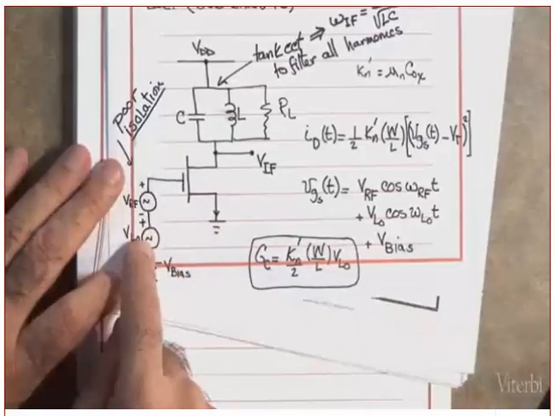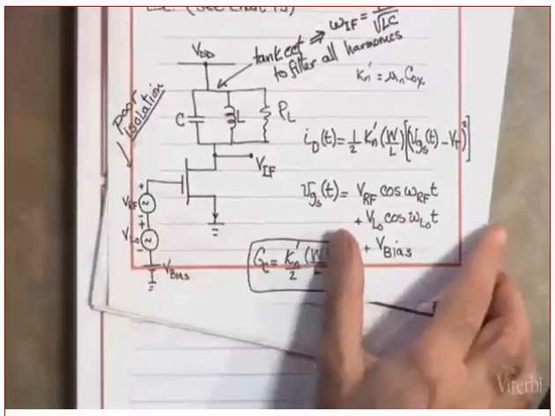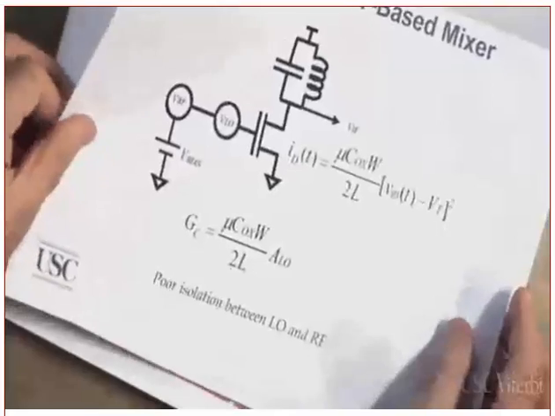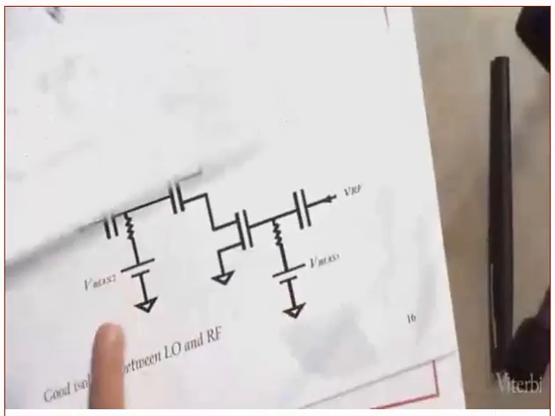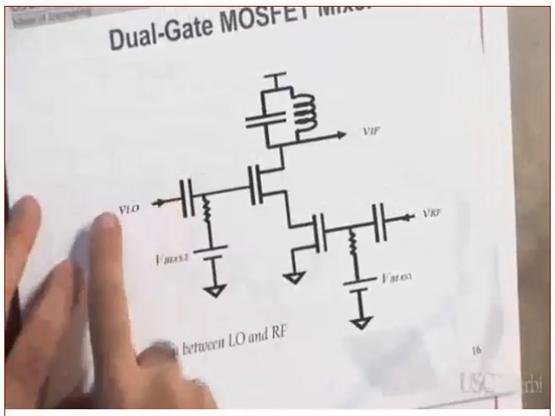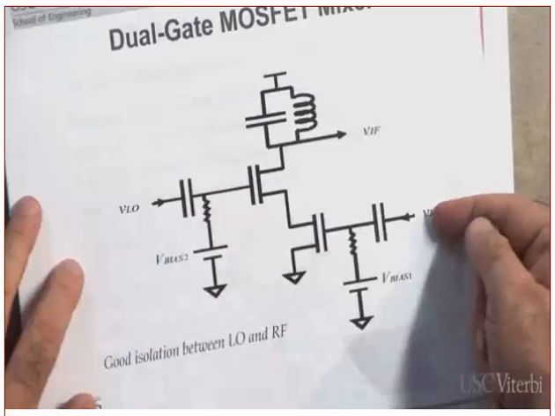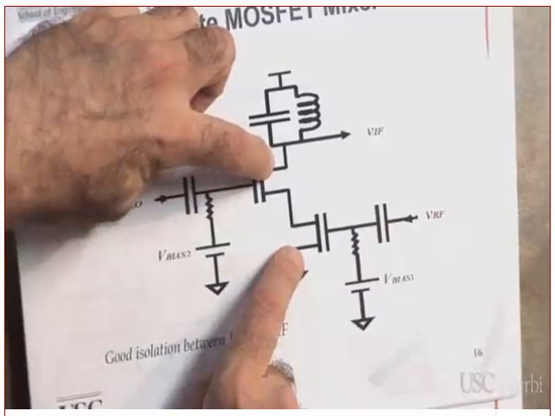Now, what is terrible about this? Terrible about this is that there is no isolation between them. Clear? Okay, before we get into this, what is one solution? One solution is to put one of them in here. So this one, the VRF in, or the VLO, doesn't matter. The VRF in here, and the VLO in here. I'm going to use 2 transistors in this case.